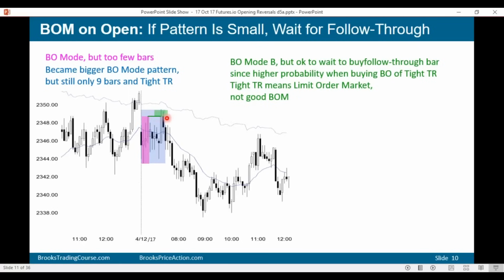If they broke above the high, I think there probably are more sellers above. You have a 7-bar tight trading range filled with doji bars, bars with big tails, small bodies. It's a limit order market. Probably more traders selling with limit orders above that bar than buying with stops above that bar. And you can see it reverse down.